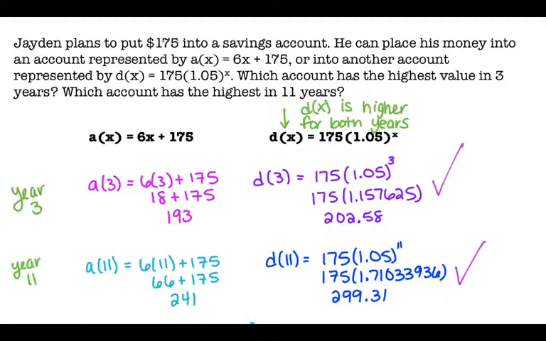So you're going to do the same thing and find out which side is higher for year 3 and which side is higher for year 11. And if it's both the same one, then that's what you pick. If it's different, then you have to pick the one that has the correct answer. Go ahead and pause the video and finish your number 4.